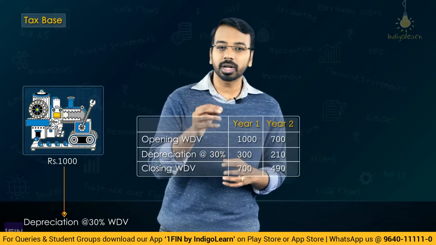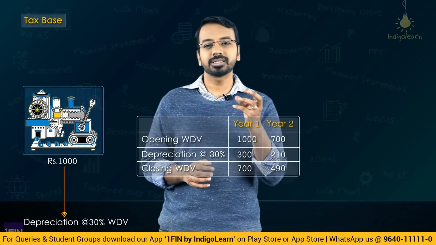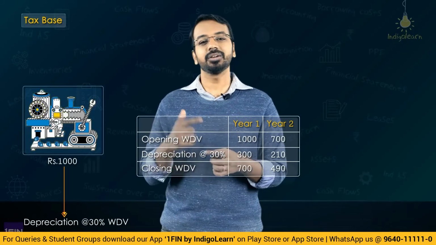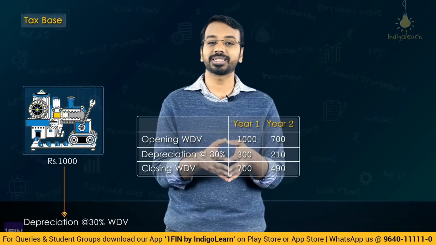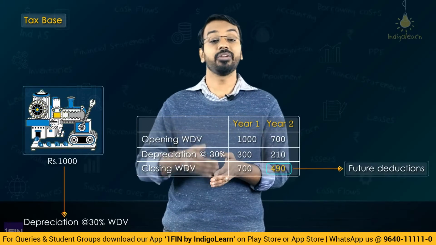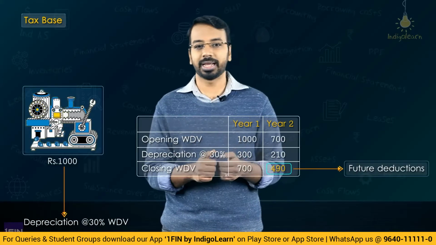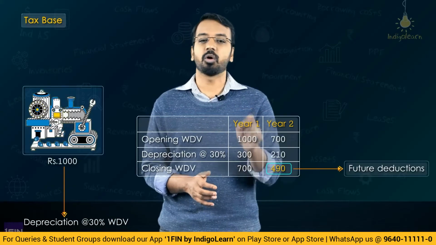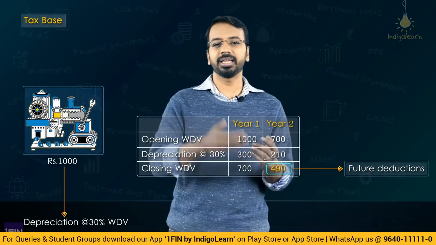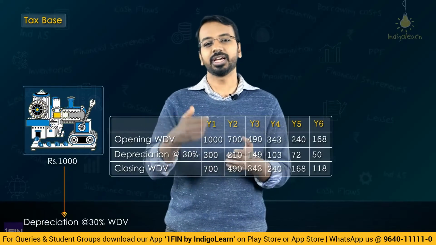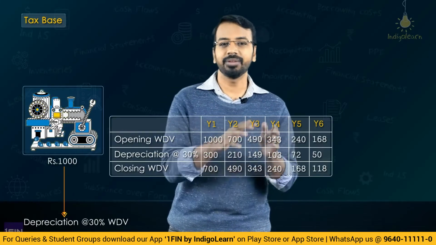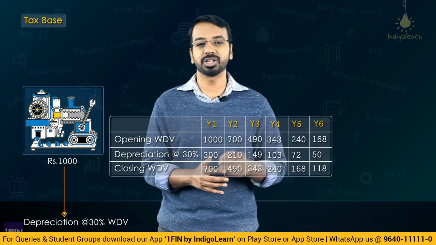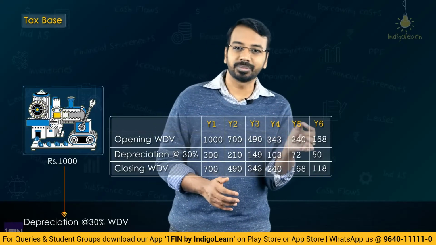Now, this 490 that we have arrived at, what is the meaning of this written down value for tax purpose? It means that in the future, you will get deductions to the extent of 490, maybe by way of depreciation, and maybe when you sell off this particular asset, at that point of time, you will get this deduction. That is the meaning of a tax base of an asset. So now, say this 490, if you keep on using this machine forever, every year you will get 30% deduction. So this 490 will be depreciated over that period of time, and this 490 in the form of depreciation will be deducted from the income that the business earns, right?